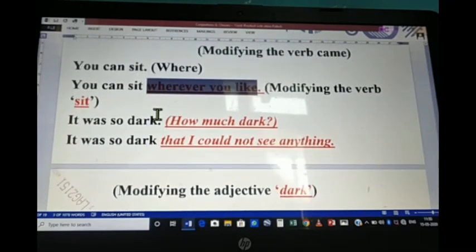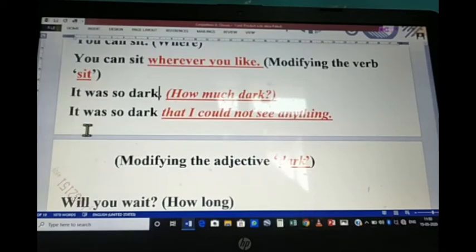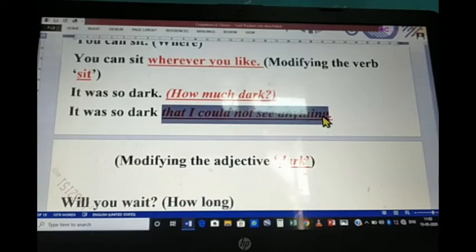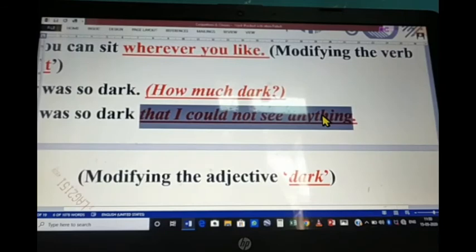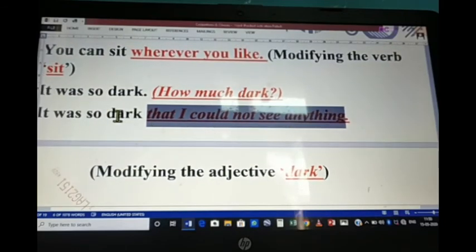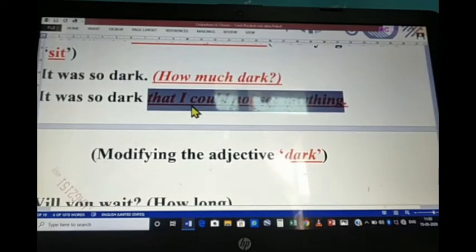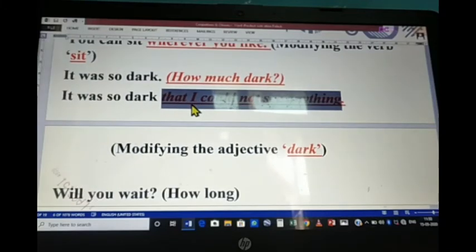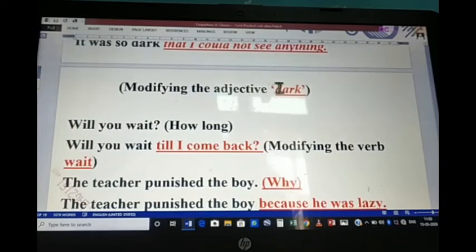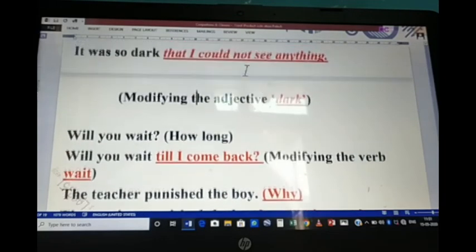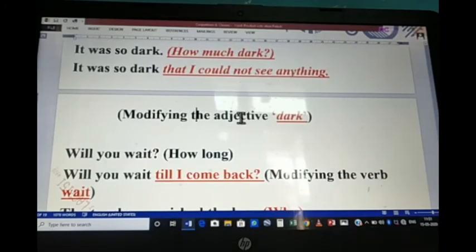Another example: it was so dark. How much dark? It was so dark that I could not see anything. This is also an adverb clause because it modifies the word dark. Dark is an adjective word. So this adjective word is modified by the clause that I could not see anything.